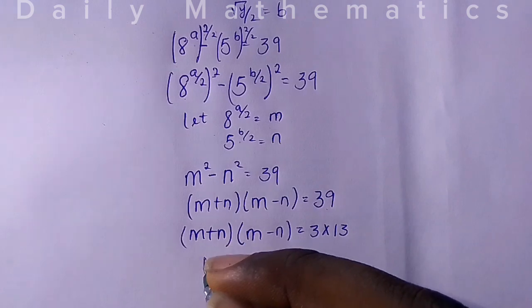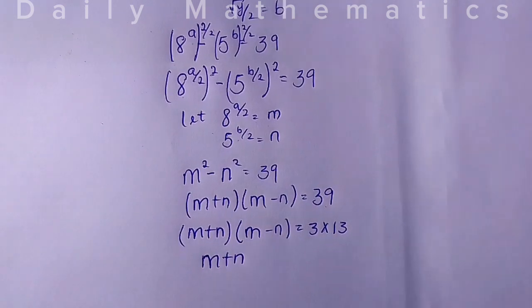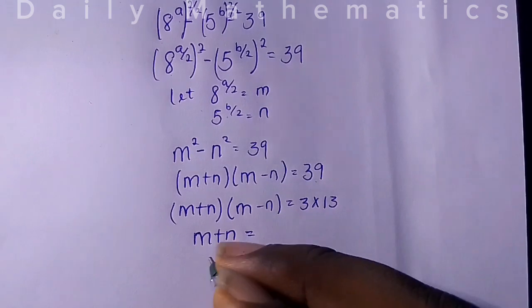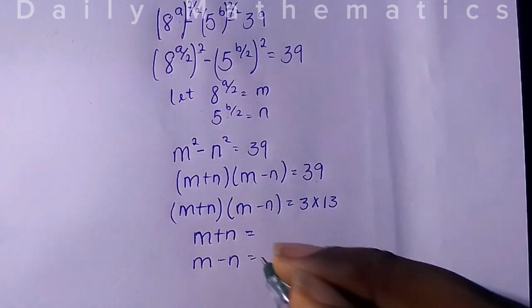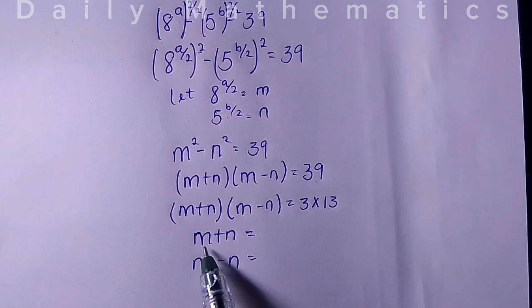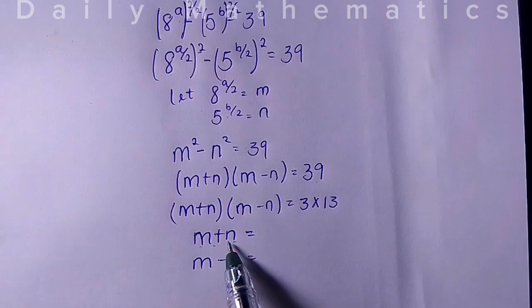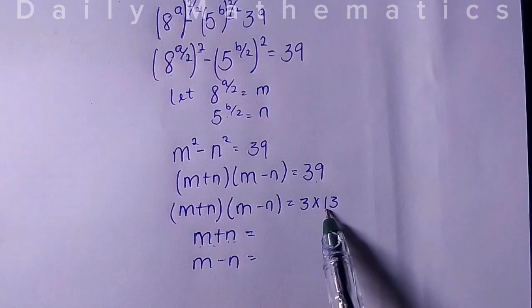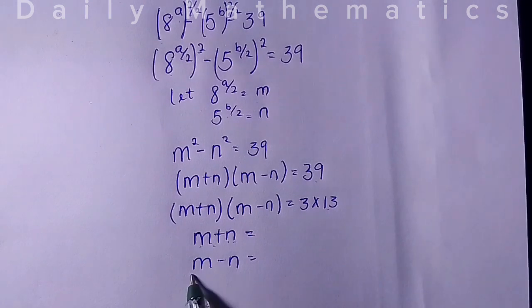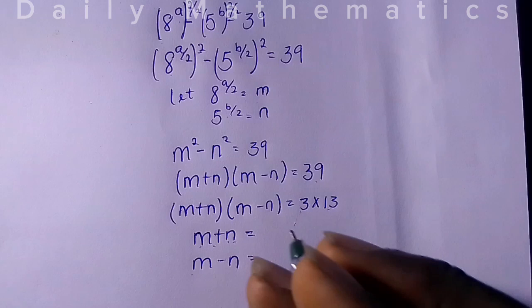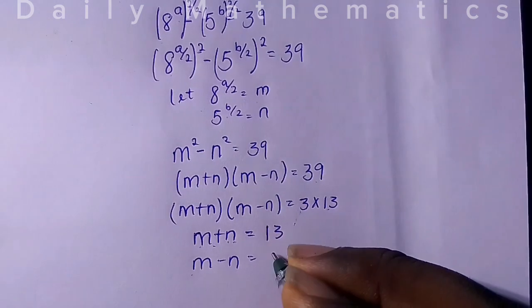So from here, m plus n equals, and m minus n equals what? How do we know which is equal to which? m plus n is greater than m minus n, so m plus n will always be greater. We equate it to the greater value, 13, and m minus n, the smaller one, to 3.